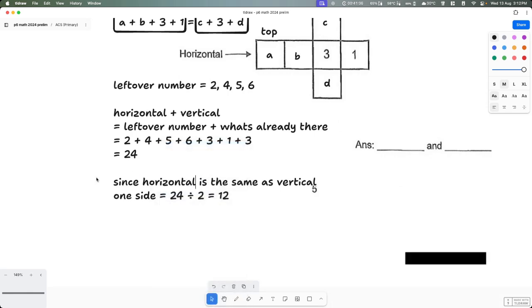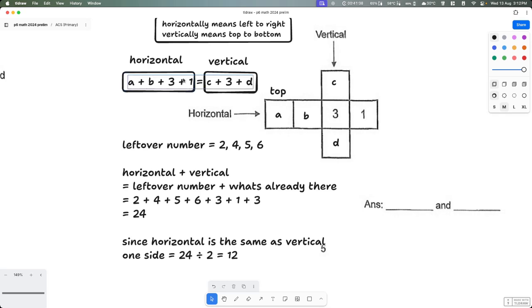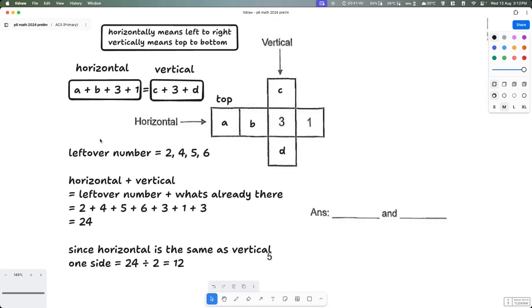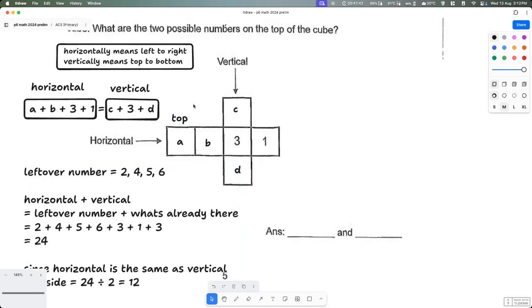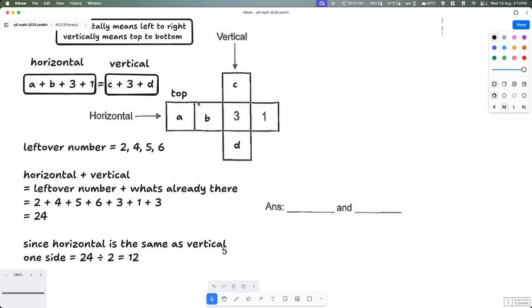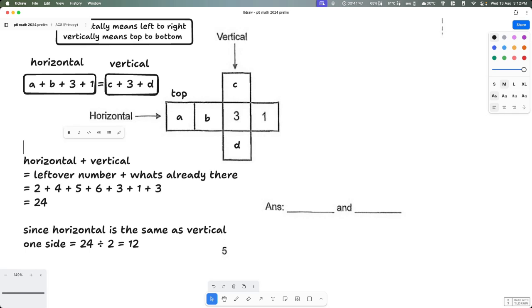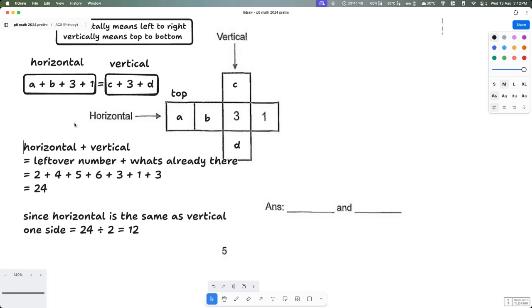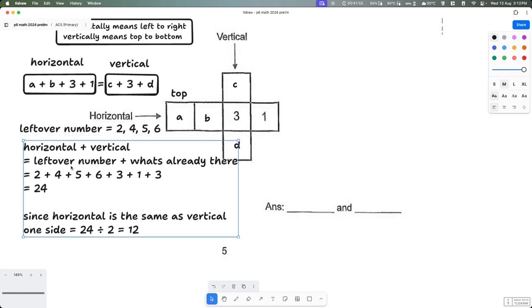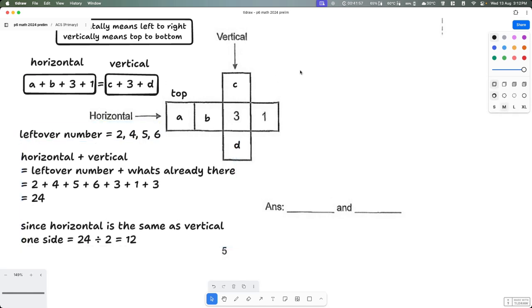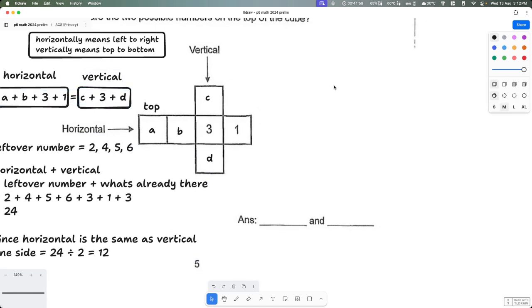Okay, so now we know that A plus B plus 3 plus 1 is equal to C plus 3 plus D. From here, let me just make this an individual thing over here. Now we can know the value for each. I'm going to copy this: A plus B plus 3 plus 1 is equal to 12. Okay, so I'm going to write this down.